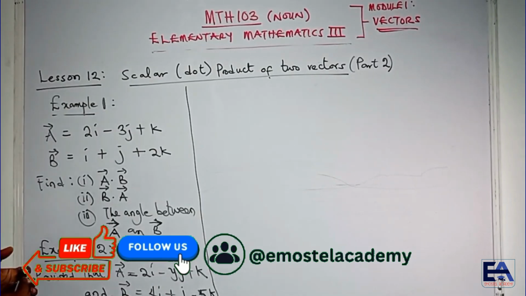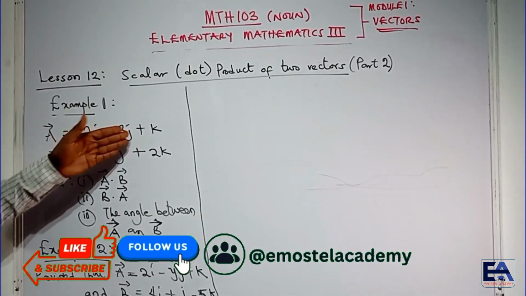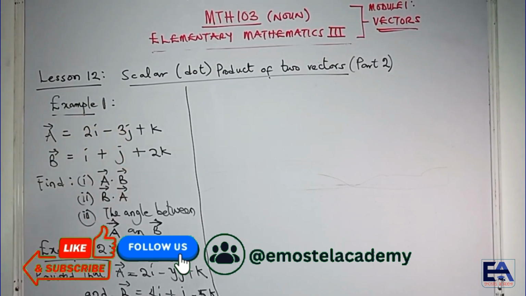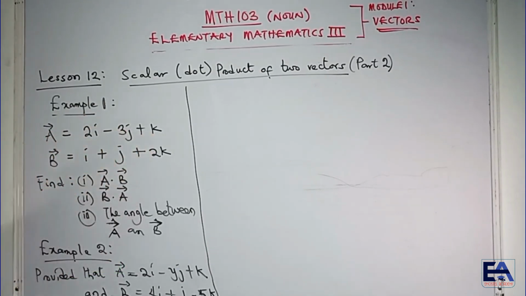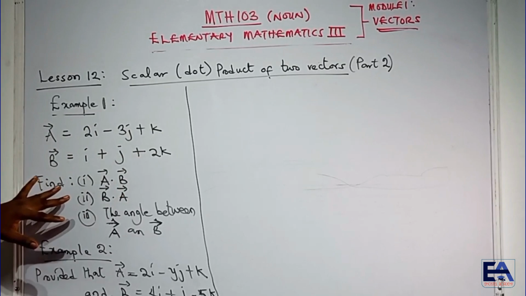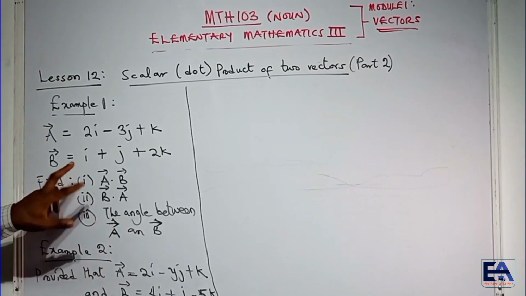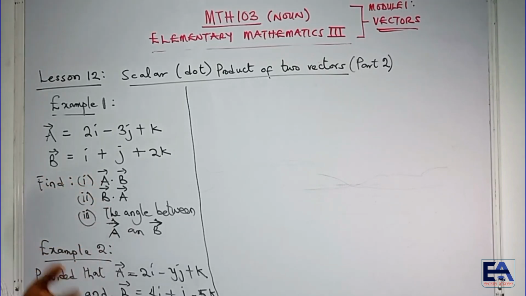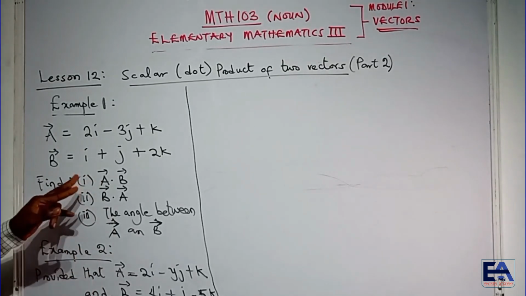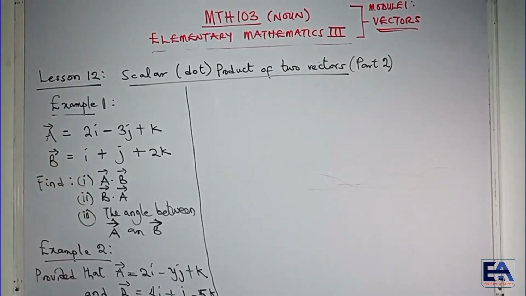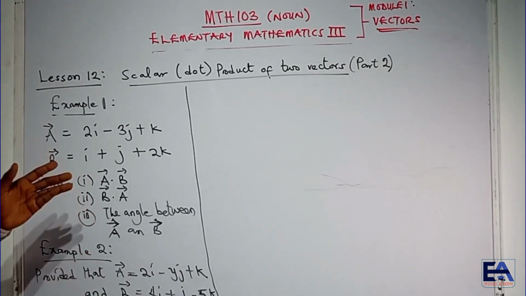in this example, we have a vector A and vector B. Vector A is this value, vector B is this value. And the question says find A dot B, find B dot A. So we just want to use this question to prove the law of commutativity of vectors and then of scalar product of vectors.